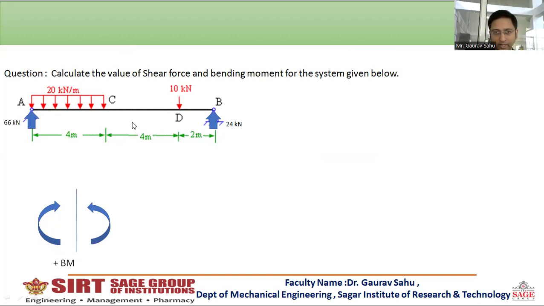So in our earlier lecture, we have discussed the shear force drawing. Now we will discuss finding the value of bending moment and the bending moment diagram. So we will follow this notation: on the left side of the section, the couple going in clockwise direction is positive, and on the right side of the section, the couple going in anti-clockwise direction is positive.